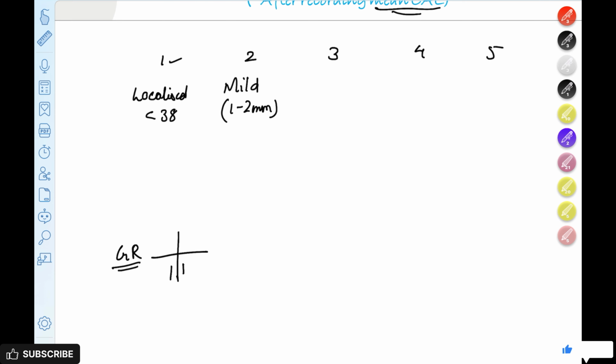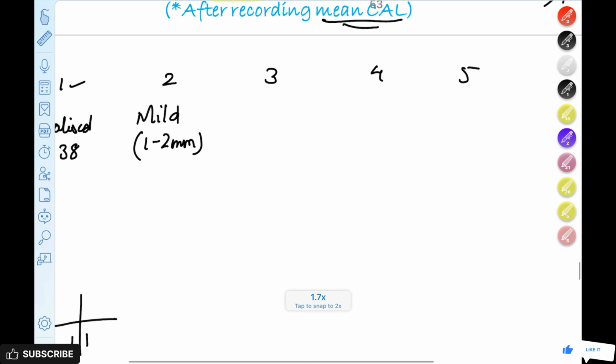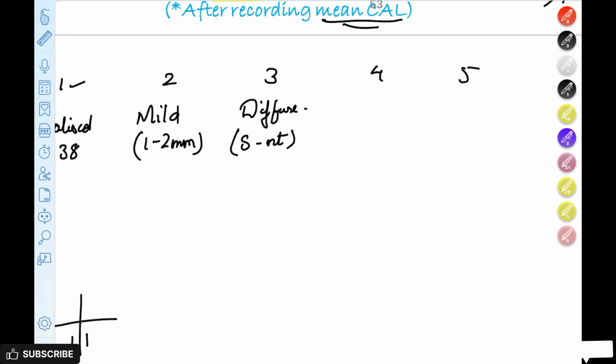Next we have to write is marginal, papillary or diffuse. Imagine it is diffuse. Why? Because stippling is absent. And local, chronic or acute? Chronic. Gingivitis.